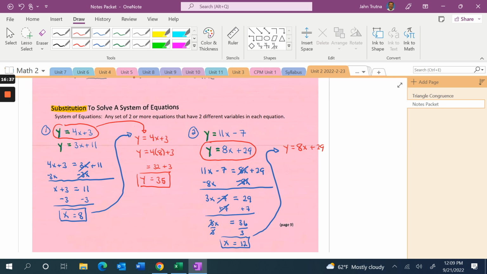Okay, but in this case, I'm substituting 12 in the place of x. So my equation becomes y is equal to 8 multiplied with 12 plus 29. 8 times 12 is 96. 96 plus 29, that gives me y is equal to 125. So solving this system of equations out, I've just figured out that for either equation, x is equal to 12, which would make y is equal to 125.